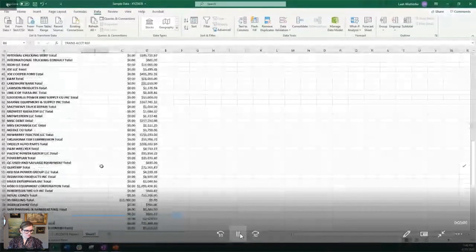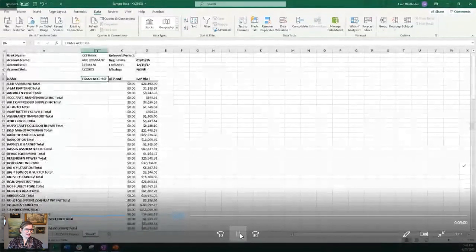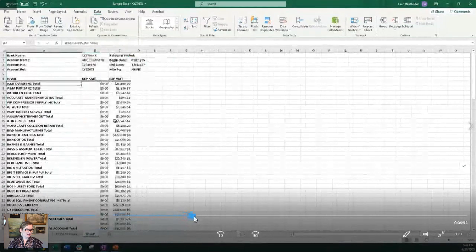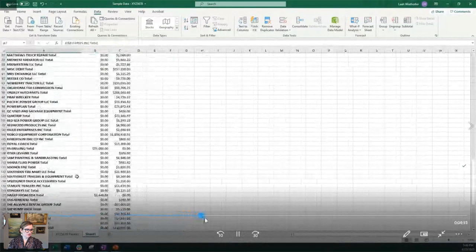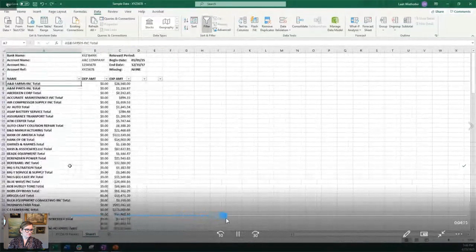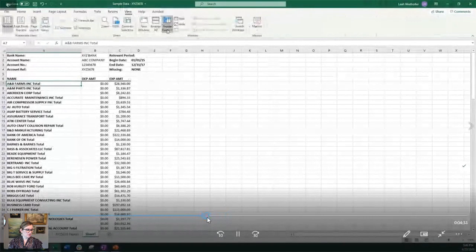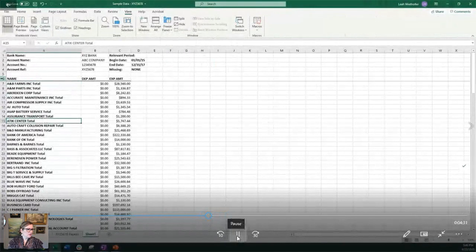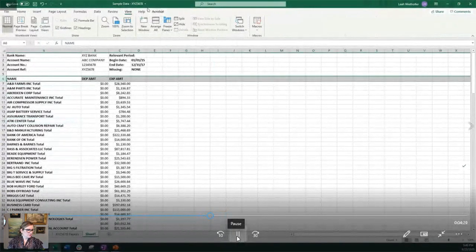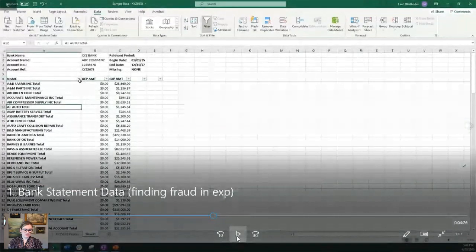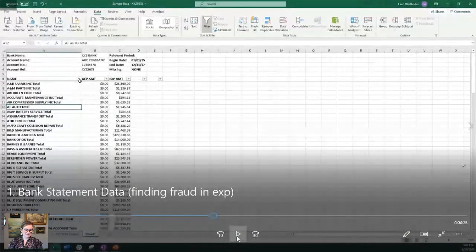The other thing is that I get really annoyed when I see all these total lines. So I like to just select all of, well, I guess I'll show you that in a second. Okay. So on this particular, okay, one of the things we want to look for, I apologize.